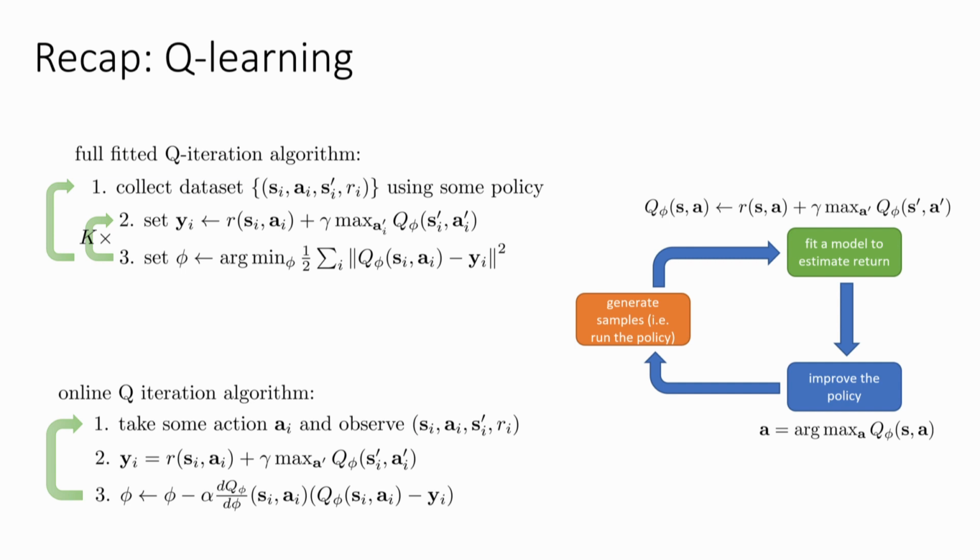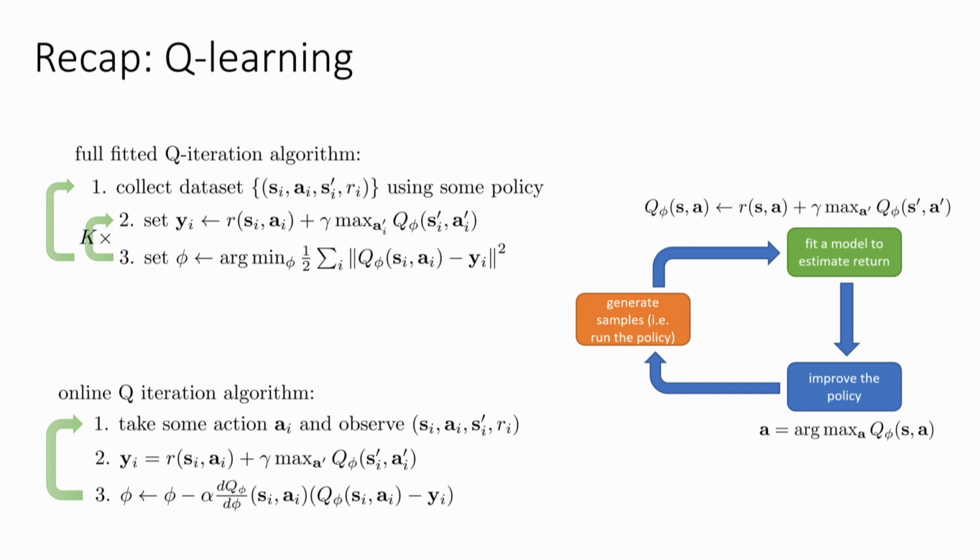So we collect some data, and we can decide whether to collect a little bit of data or a lot of data, so that's a design decision. And then we compute target values as the reward at each sample plus the discount times the max of the Q value at the next state. And this max basically allows us to make this an off-policy algorithm, meaning that we don't care which policy the transitions came from, although in practice we of course want them to cover the space well.